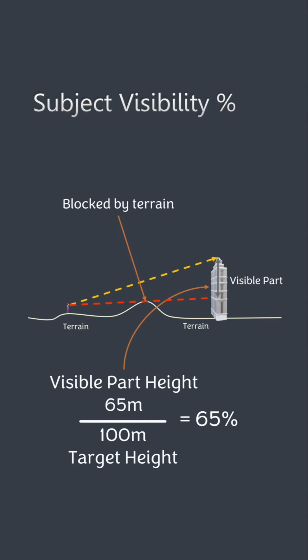And finally, we've got the subject visibility percentage. Let's say you've got the terrain, there is a bump right here. When you look at a building, this terrain will block the view. This red line shows where you're gonna stop, which means if your camera is here, you can see the building from here to here. That's the visible part of the building. If the whole building is 100 meters and the visible part is only 65 meters, that means the subject visibility is 65%.